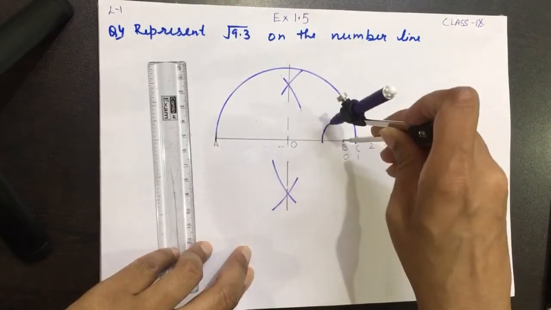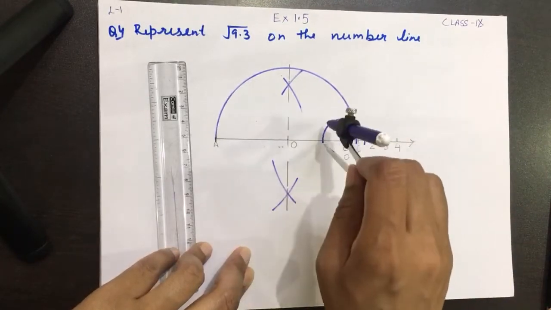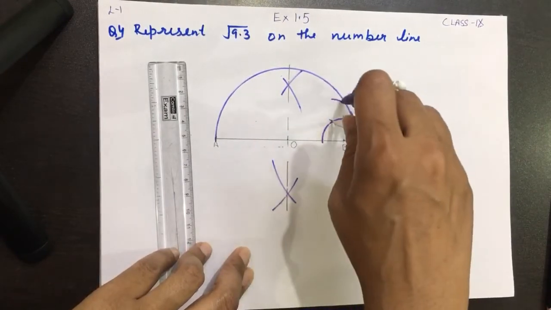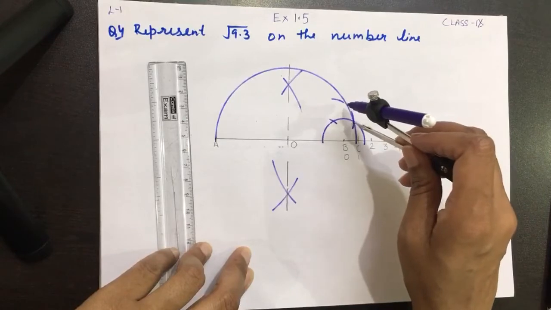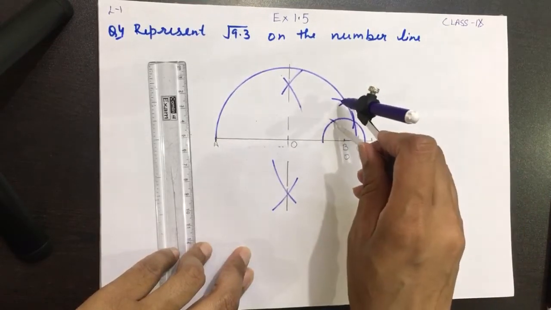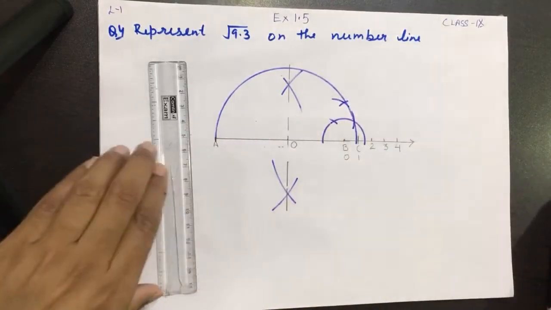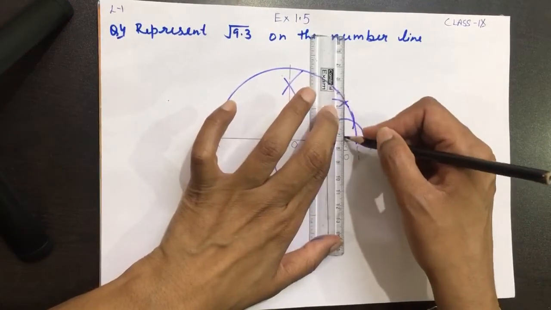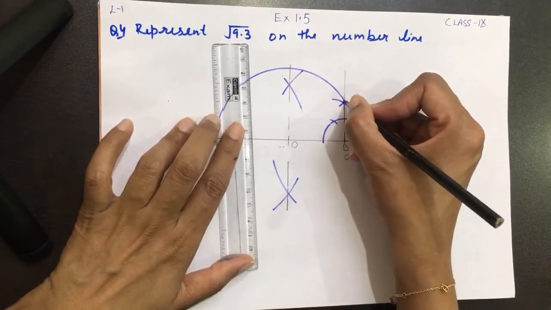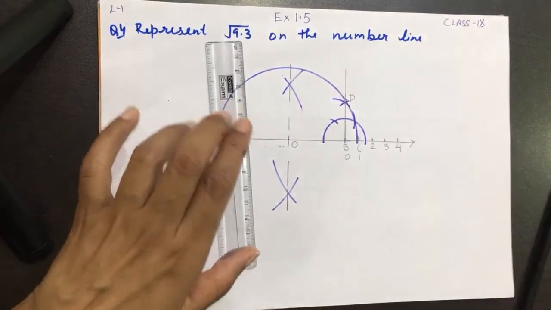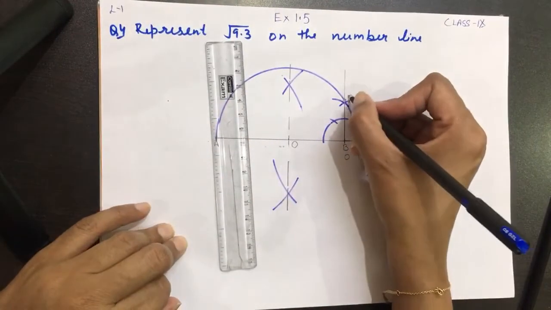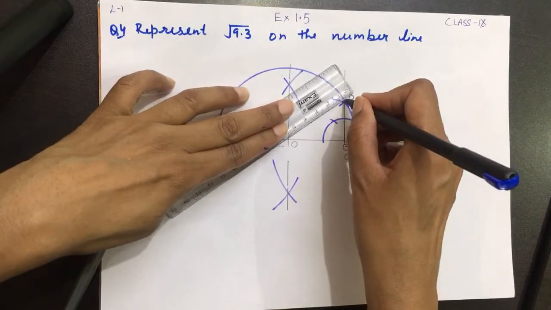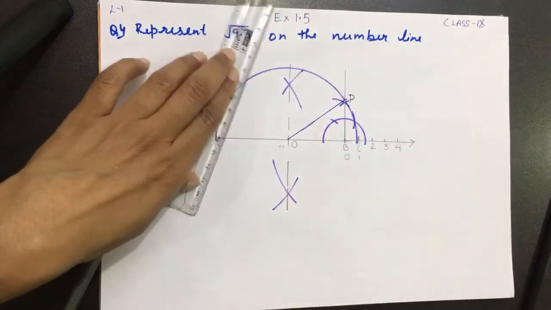If I am drawing a perpendicular from here, first 60, then 120 above this line, and then here. This is my 90 degree and you have to draw a line. Mark this point as P, and join this point P with O. Fine.